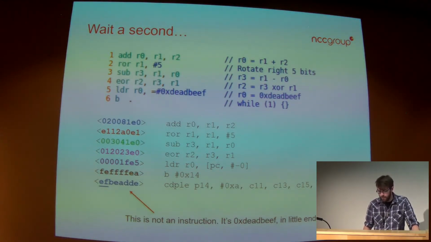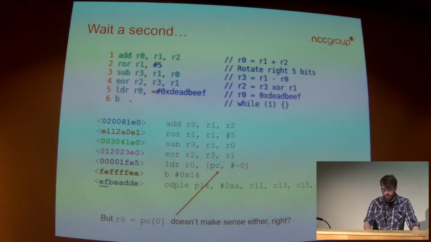All right. And Capstone told us that although we wrote that thing above, it's saying R0 equals PC, but with a 0 offset. So that doesn't make sense either because that's our current instruction. So what is that about?